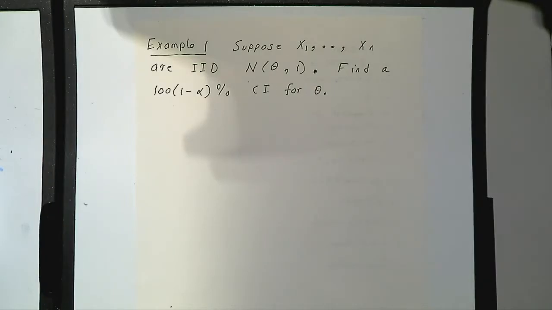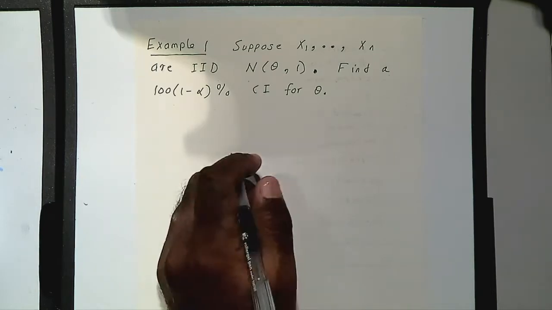So example 1 is this. You have a random sample from a normal distribution with mean equal to theta and variance equal to 1. We want to find a confidence interval for theta, right? So where do we start?